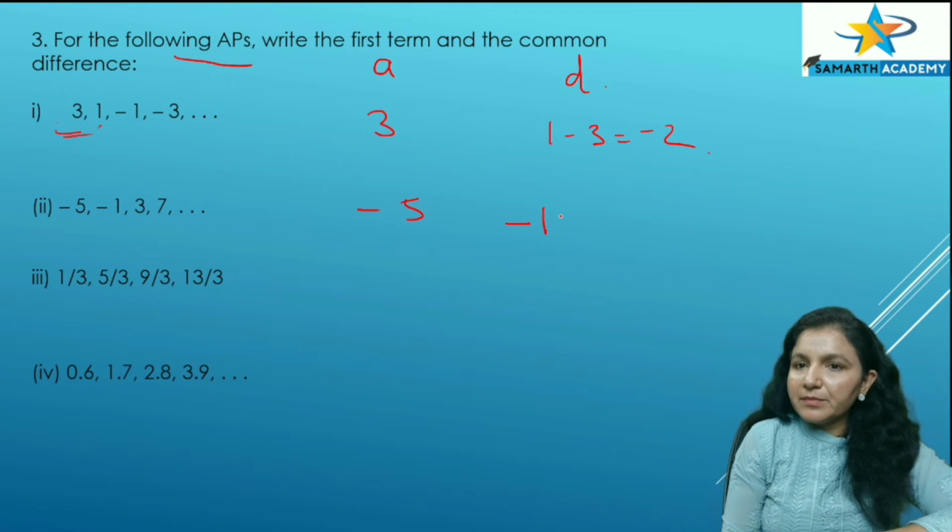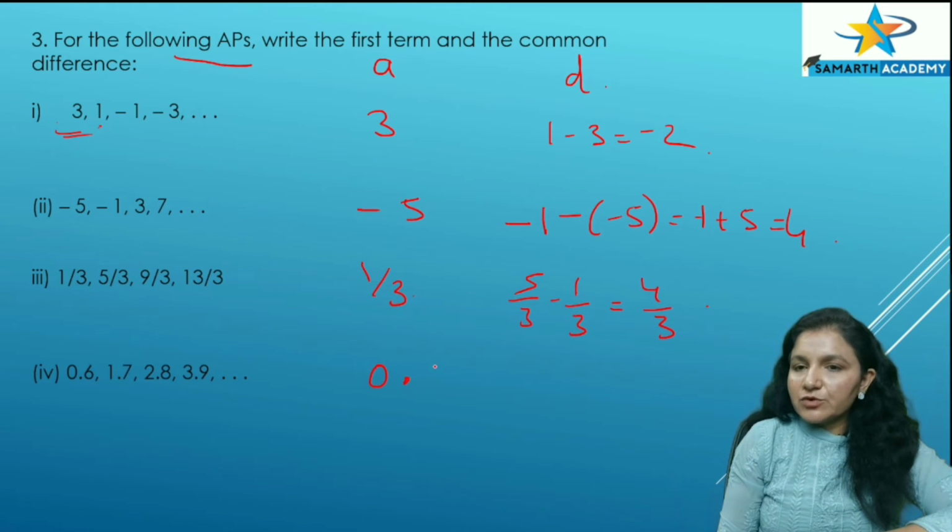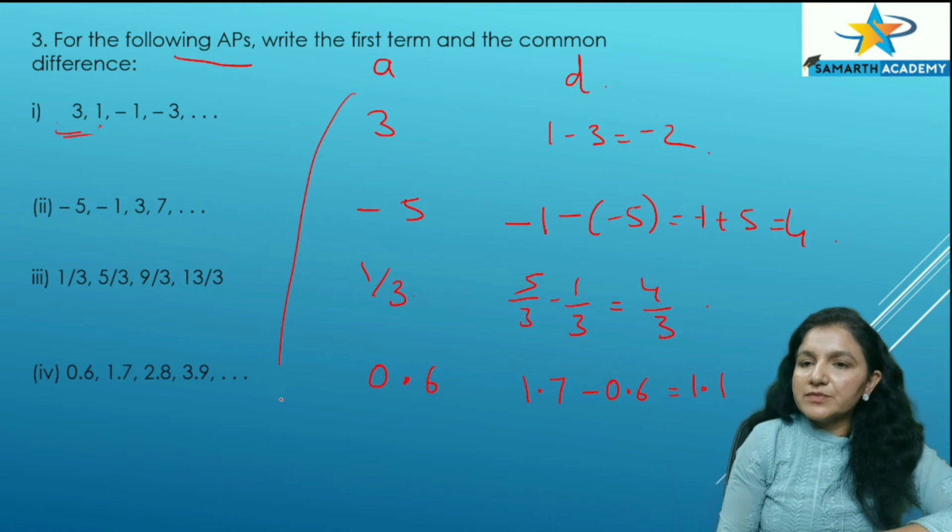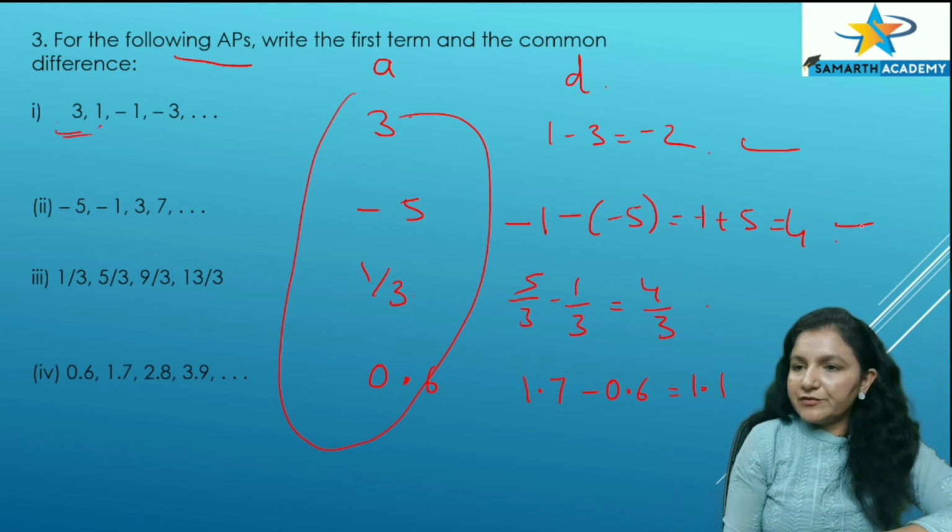Here the first term is minus 5. The common difference is second term minus first term, which is 1 minus (minus 5), which becomes 4. The first term is 1 by 3. The common difference is 5 by 3 minus 1 by 3. LCM is 3. 5 minus 1 is 4 by 3. Here the first term is 0.6 and the common difference is 1.7 minus 0.6, which becomes 1.1. These are the first terms and the common differences of the given APs.